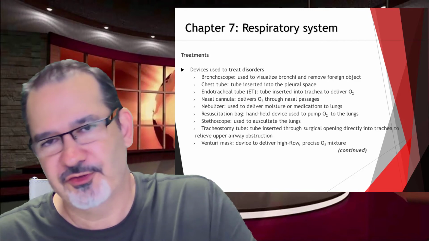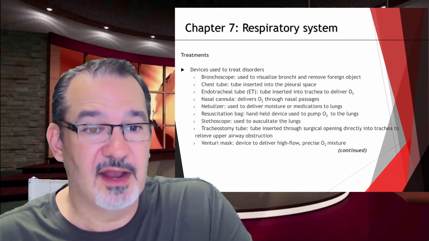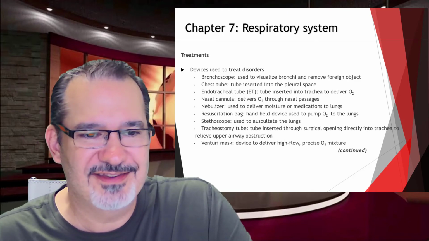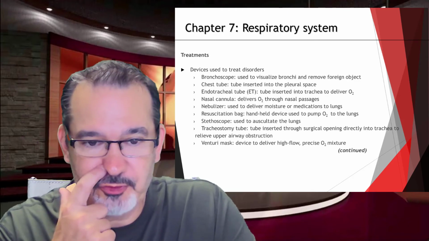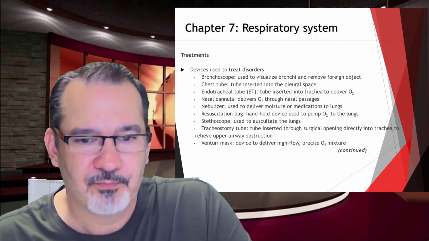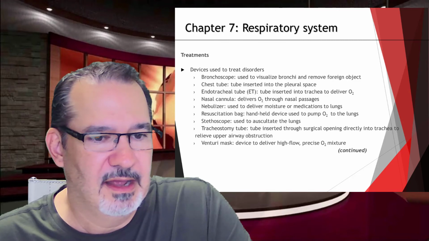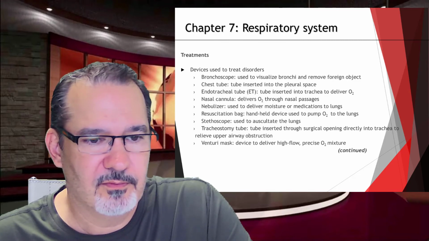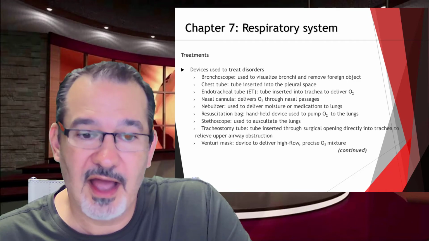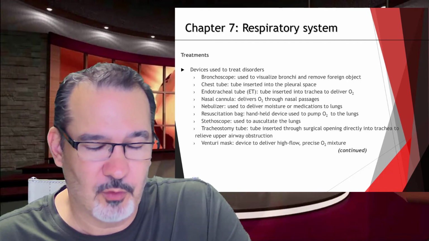Different surgical interventions. Pneumonectomy, lung removal. Thoracentesis is a needle puncture into the chest to drain fluid from the pleural cavity. Okay. Thoracostomy is a surgical opening in the chest wall, and a thoracotomy is a surgical incision in the chest wall.